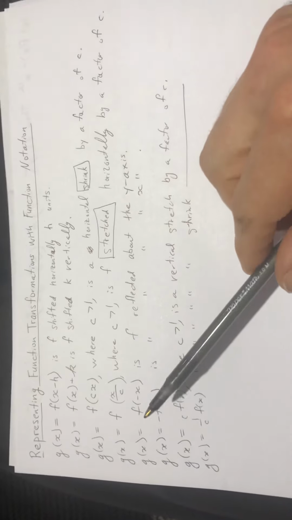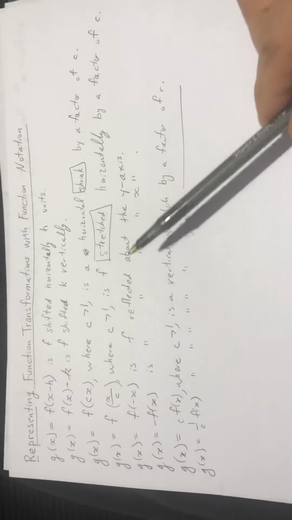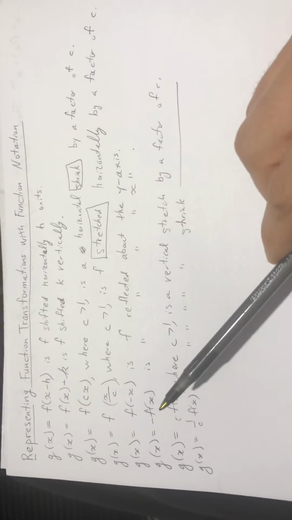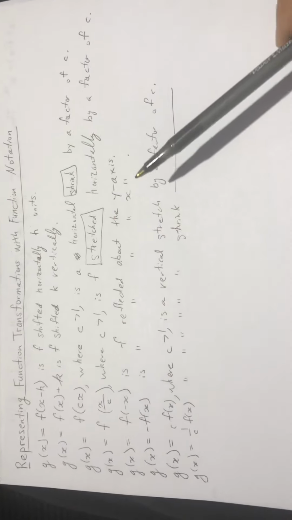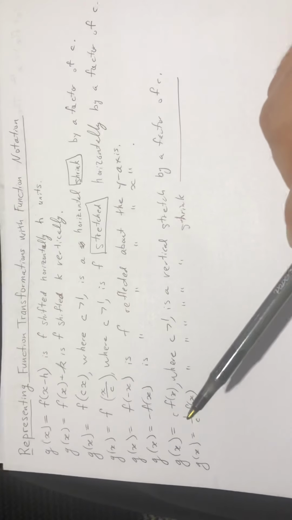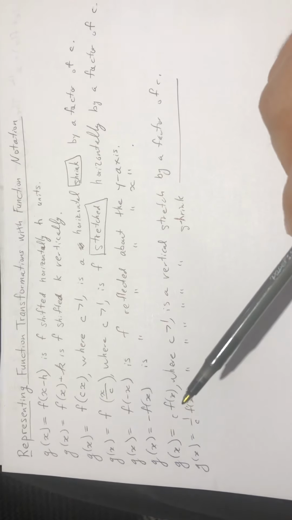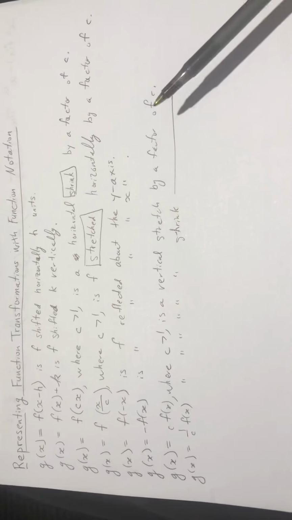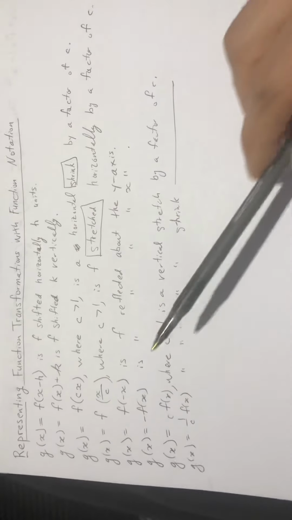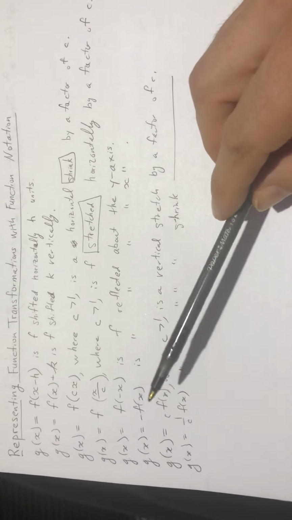g of x equals f of negative x is f reflected about the y-axis. g of x equals negative f of x is f reflected about the x-axis. g of x equals c times f of x, where c is greater than 1, is a vertical stretch by a factor of c. Alright, for these last two, again, when you do something to the whole function, it's exactly what you would think.